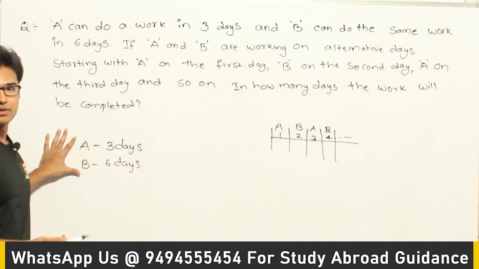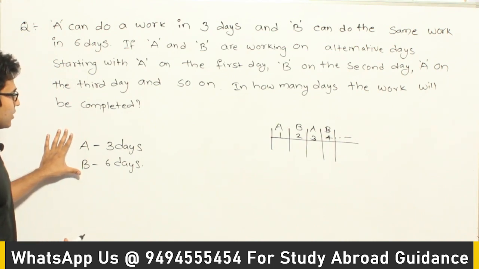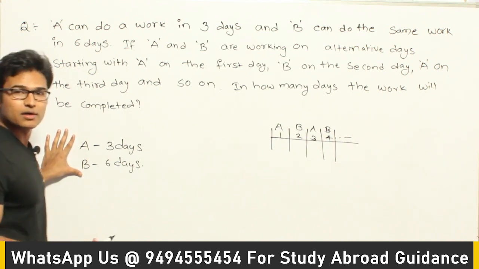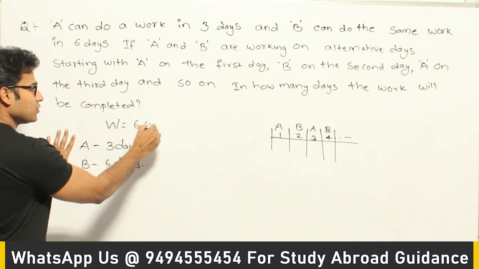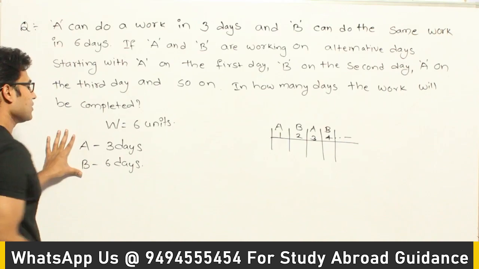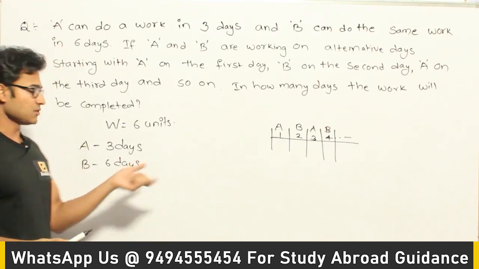Always try to find out the rate of work. In order to find the rate of work, we should assume the work, right? Let us assume that the total amount of work is 6 units. Why 6 units? I have taken the multiple, no big reason, okay?